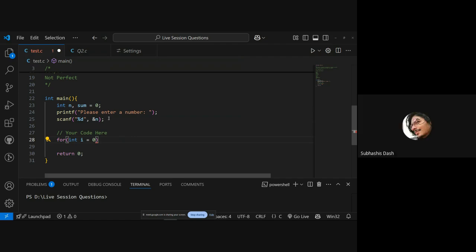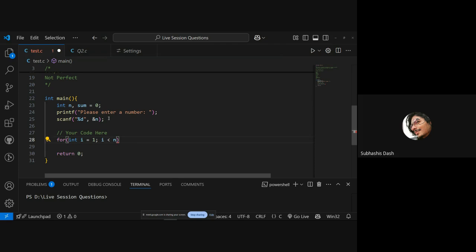Are you sure? Yes, since we are trying to find factors and we want to divide the number by i repeatedly in order to find the factors, we should start with 1, since division by 0 leads to undefined. Right? So after that we have to go up until.